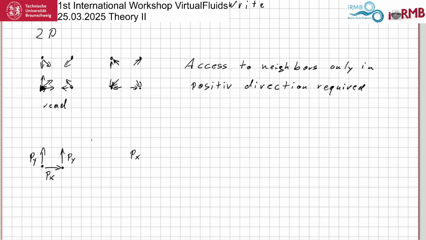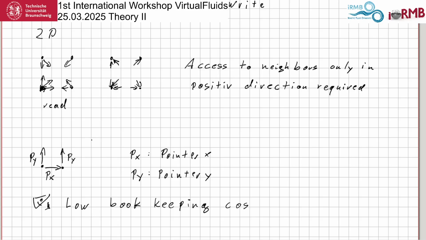So px, pointer x, and py, pointer y. This means this thing here has a low bookkeeping cost, because we need to know only neighbors in the cardinal directions, and also in one cardinal direction, not in the opposite direction.